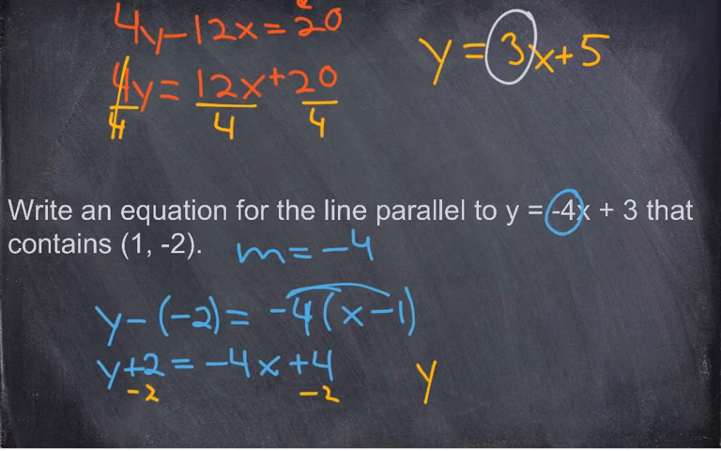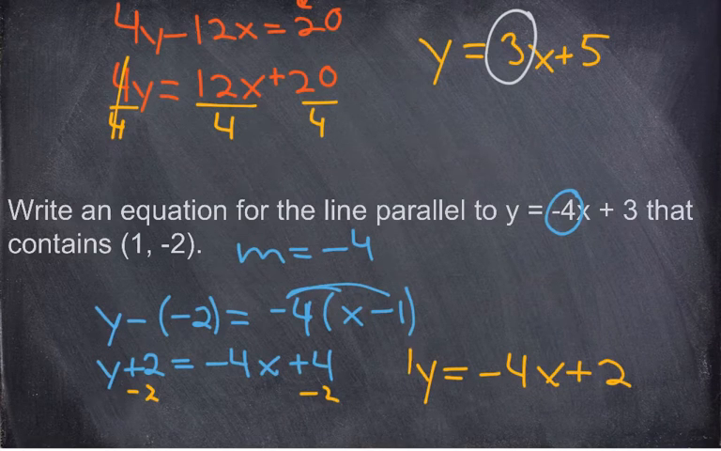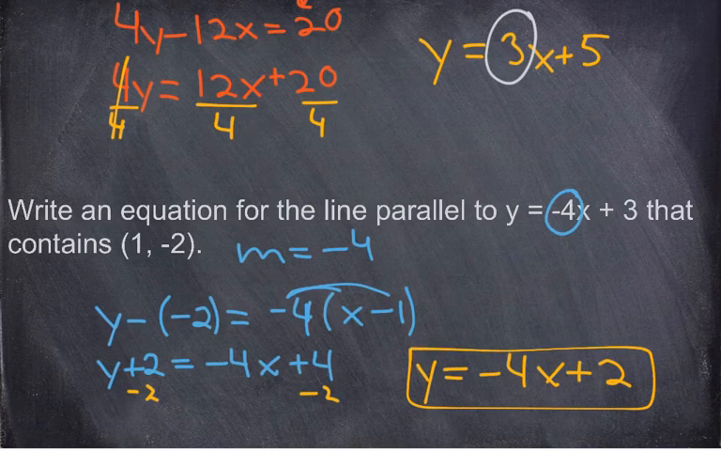So we have y is equal to negative 4x plus 2. So this line right here would be parallel to the equation we're given. And a good indicator if you did it right is, again, these need to match up in order for them to be parallel. We just have different y-intercepts. Okay? So that's how we deal with parallel lines.